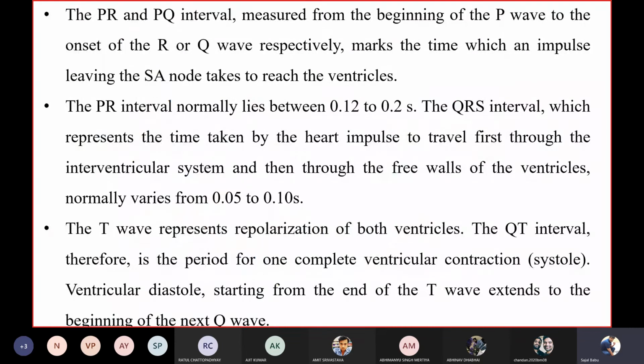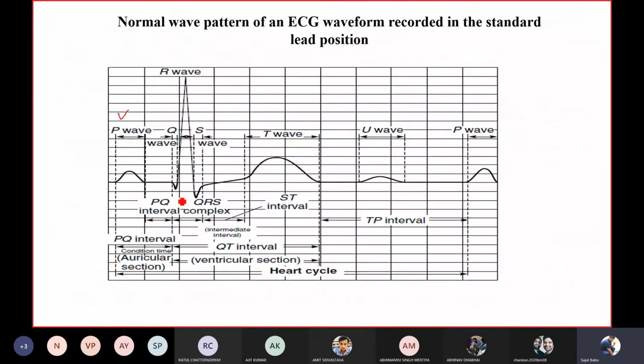So what I had written in the text is, starting from the P up to R or up to PQ, that particular time interval is the time taken by the SA node impulse to reach the ventricles. That means starting from this P wave up to Q wave or up to R, you can consider R or Q, both are very close to each other. So let us consider the Q.